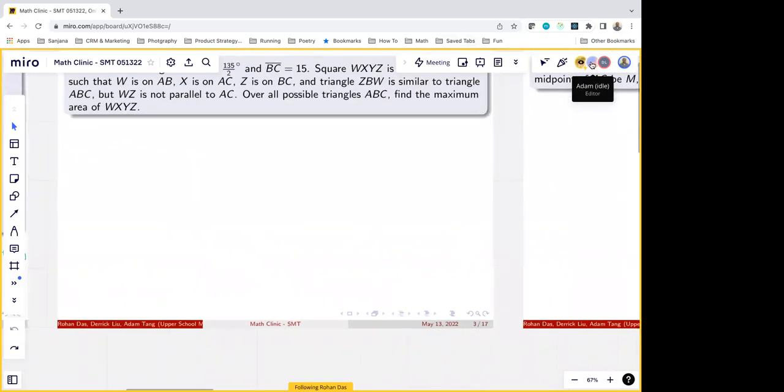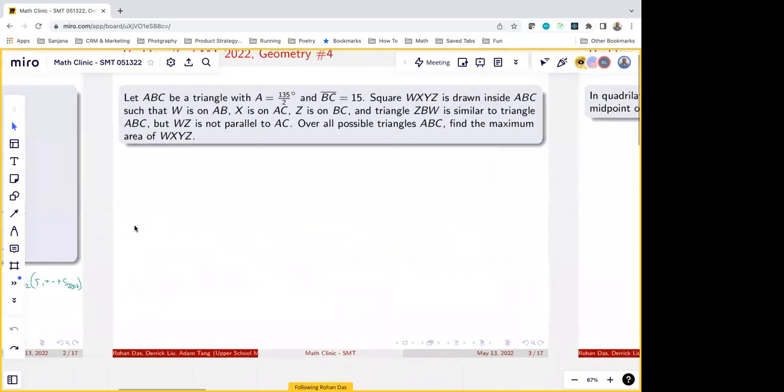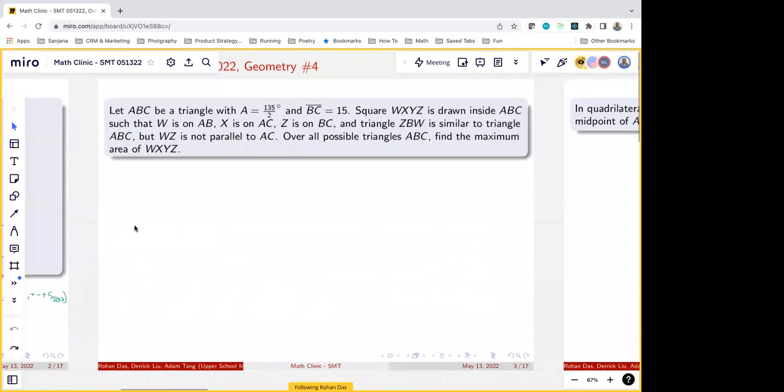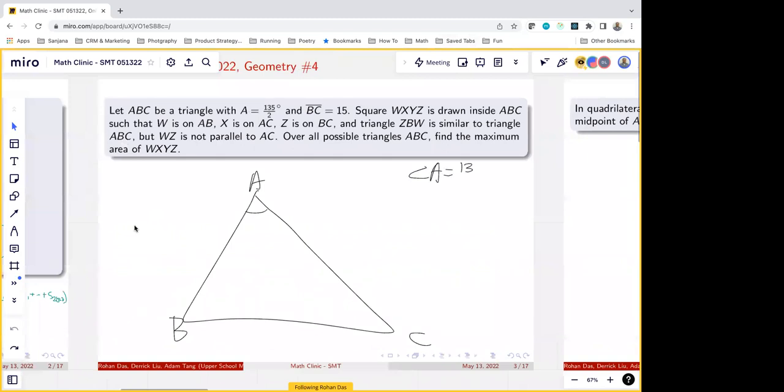Okay, so this was from the geometry round. It was also number 4. And here you have a triangle with this angle condition that angle A is equal to 135 degrees over 2, and BC is 15, which I'm just going to set aside for now. It's just a scaling condition, so we don't need to worry about it yet.